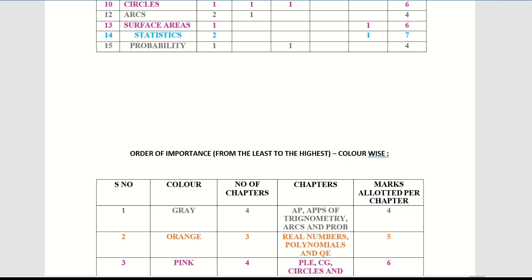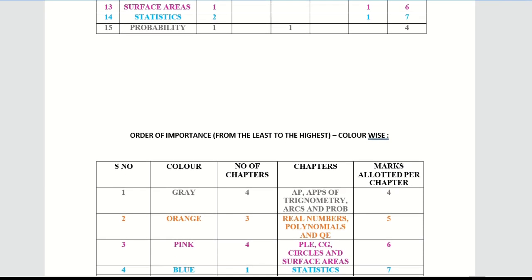Next comes pink. Pink is much more important than gray and orange, wherein you have got 4 chapters under pink: pair of linear equations, coordinate geometry, circles, and surface areas. Actually this pink unit comes exactly between the units which are not that important and the units which are very important, so it comes as a sandwich between both of them. So pink is a great unit. It has got 4 chapters for 6 marks each: pair of linear equations, coordinate geometry, circles, and surface areas and volumes.